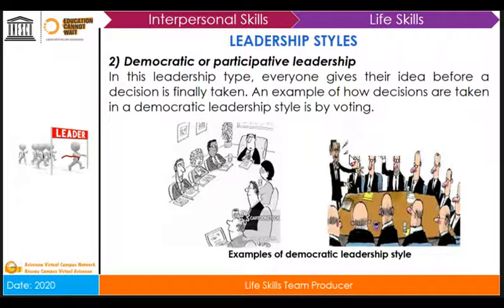An example of how decisions are taken in a democratic or participative leadership style is by voting. Therefore, this gives room for everyone in the group to give their own ideas or opinions.